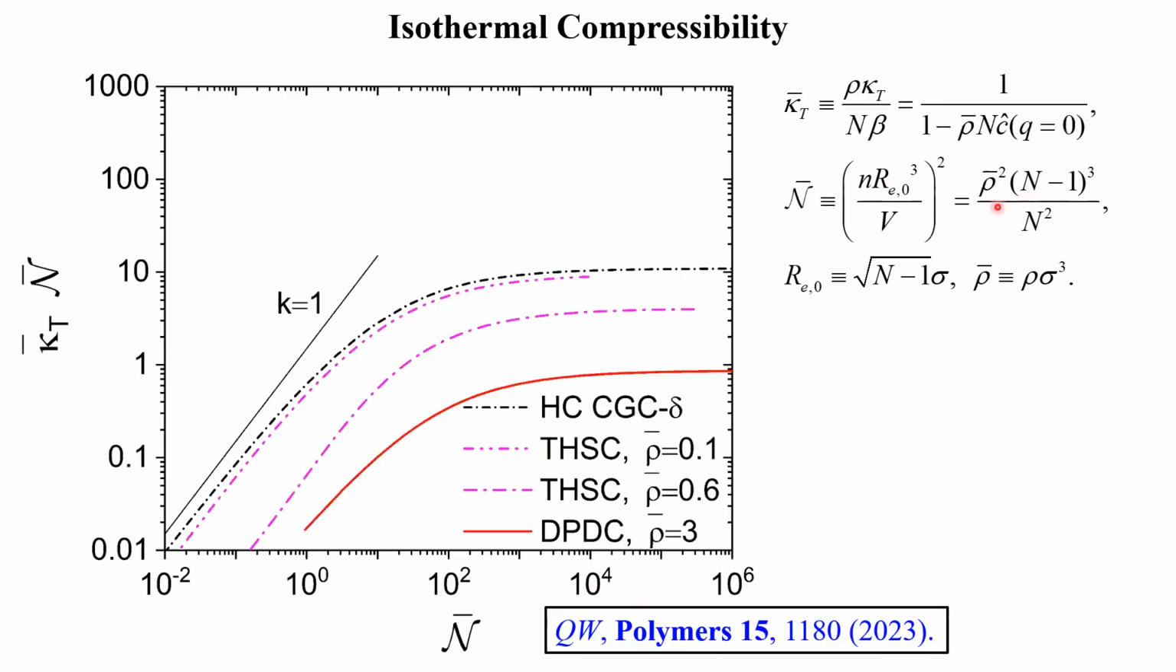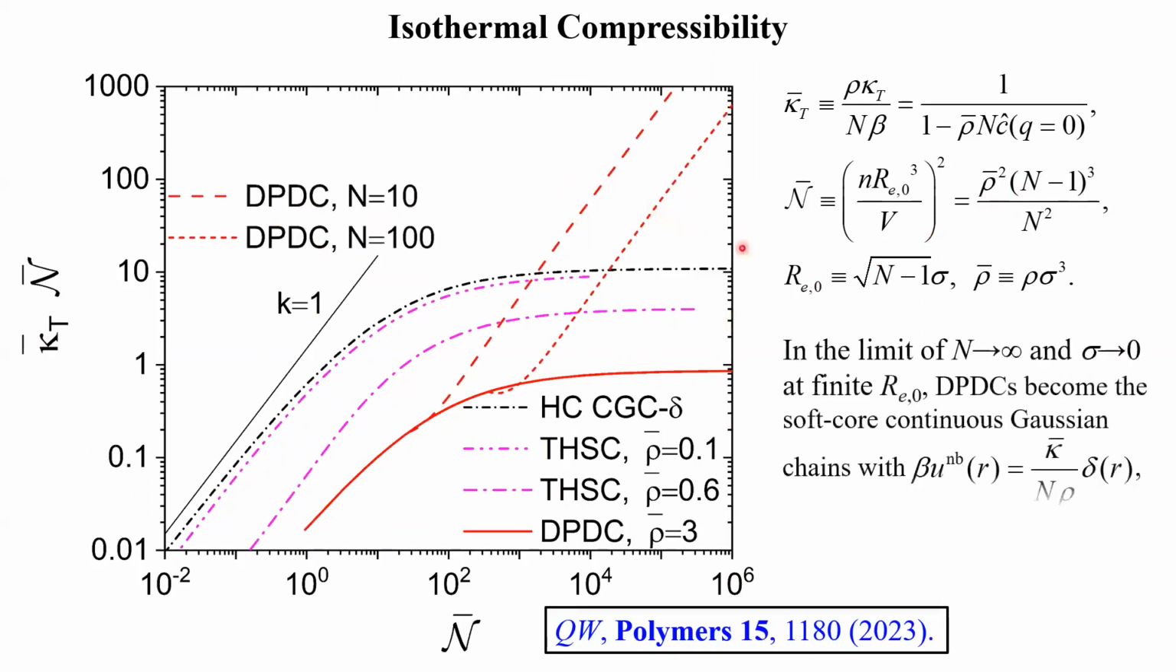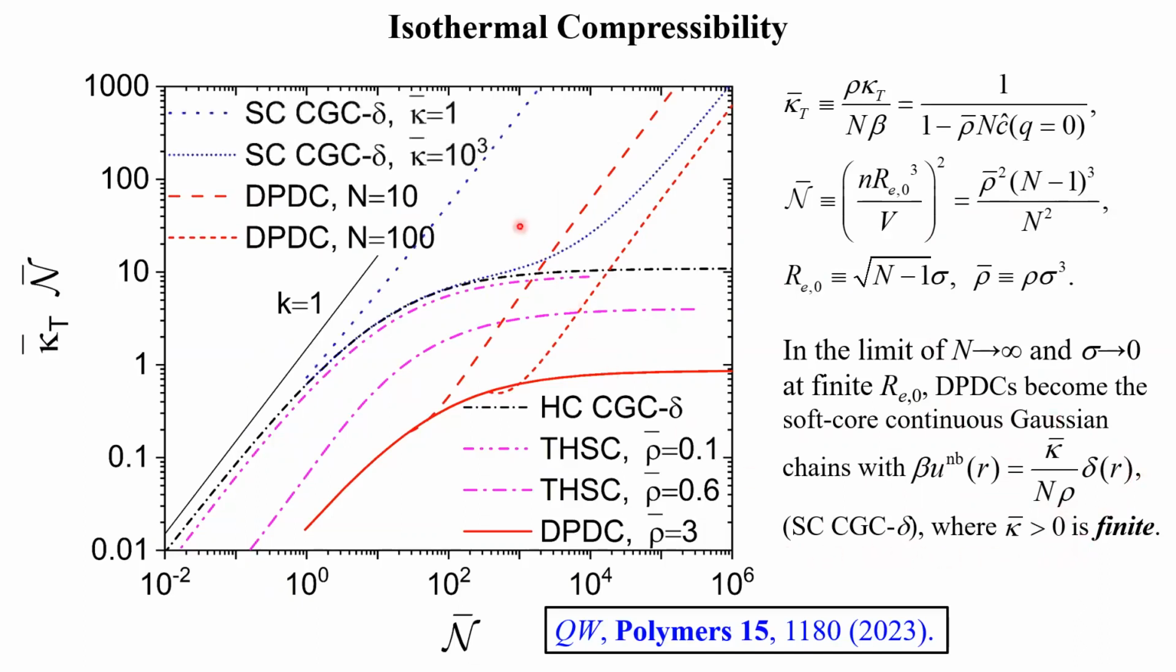So let's go back to the isothermal compressibility results I showed you before, and add those for the DPDC model at n equal to 10 and 100. In the limit of n to infinity and sigma to 0 at finite RE0, DPD chains become the soft core continuous Gaussian chains with this direct delta function repulsion, where kappa bar is finite. This is equivalent to the well-known Edwards model, and the corresponding results at kappa bar equal to 1 and 1000 are shown by these two curves.